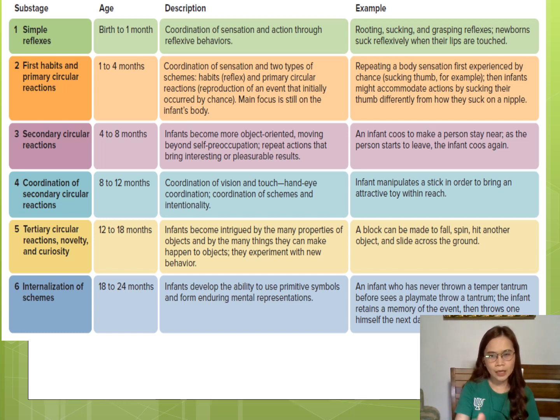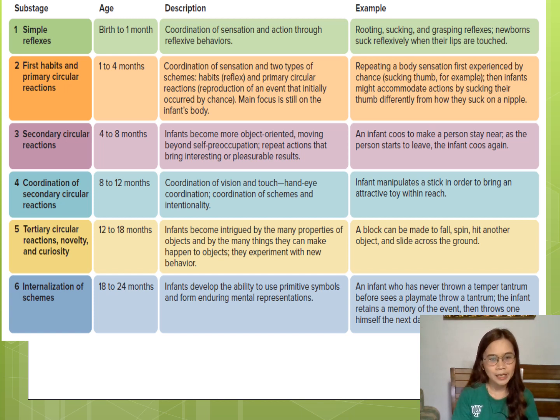So, gaano ba kalayo yung object na yon? Gaano kalayo ko pwedeng extend yung aking kamay para maabot yung bagay na yun? Kailangan ko bang lumakad papalapit doon sa bagay na yun? Kailangan ko bang i-move forward yung aking body? Yan, para maabot ko yung object na yun. So, yan na yung sa substage 4.